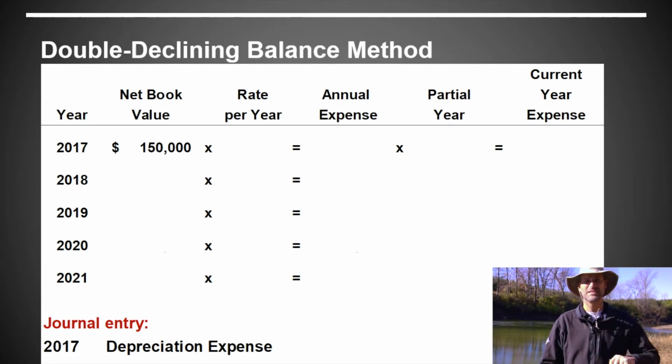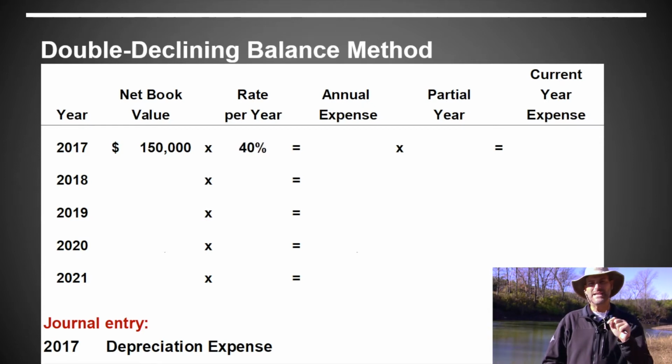That's the big difference when we're using these declining balance methods, as opposed to all the other methods where we determine a depreciable base and then we use all of that depreciable base. So let's start with our net book value of $150,000. Our rate of depreciation is going to be 2/5, double the straight line rate, which would be 1/5. So 2/5, that's 40%. Our annual expense would be $60,000.